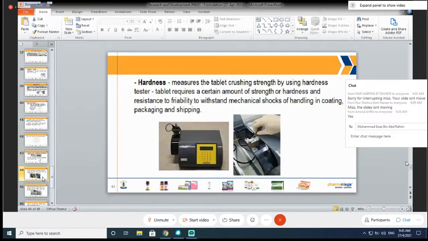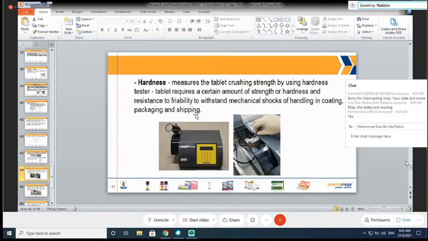So next is the hardness. Tablet hardness is very important. So we measure the tablet hardness, or we call it the tablet strength, to measure the tablet crushing strength by using a hardness tester. This is the hardness tester.